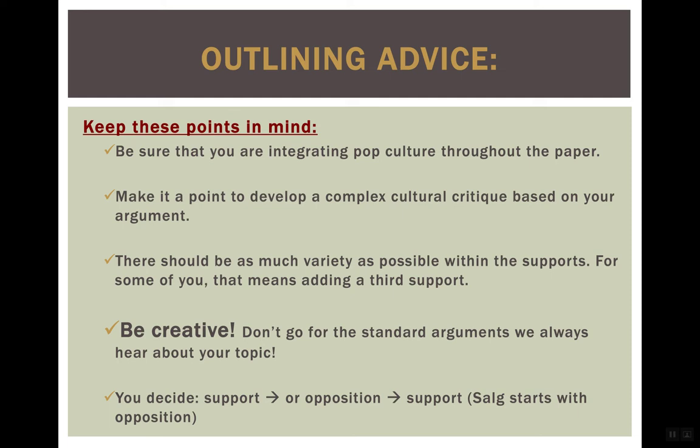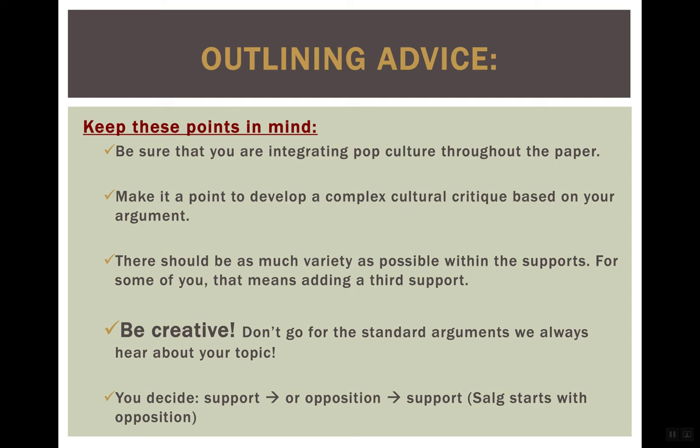Keep in mind on the prompt my contrast between looking at legalization of marijuana in general and making an argument that ties legalization of marijuana to Netflix. So I need to see specific focus, even in your outline, that shows me you're going to be researching and interpreting pop culture. The second point, make sure that you're developing a complex cultural critique based on your argument. That's the whole point of doing the support and opposition: to say something with creative vision about culture.